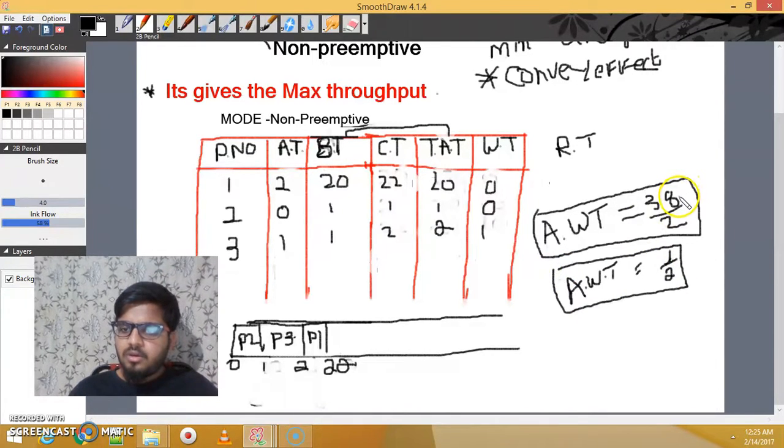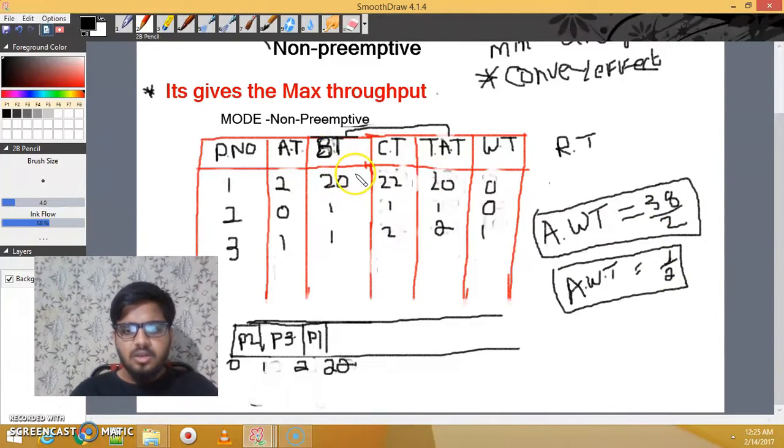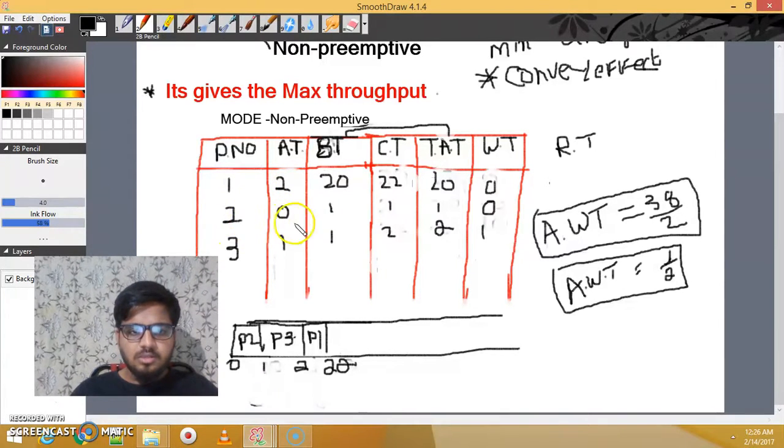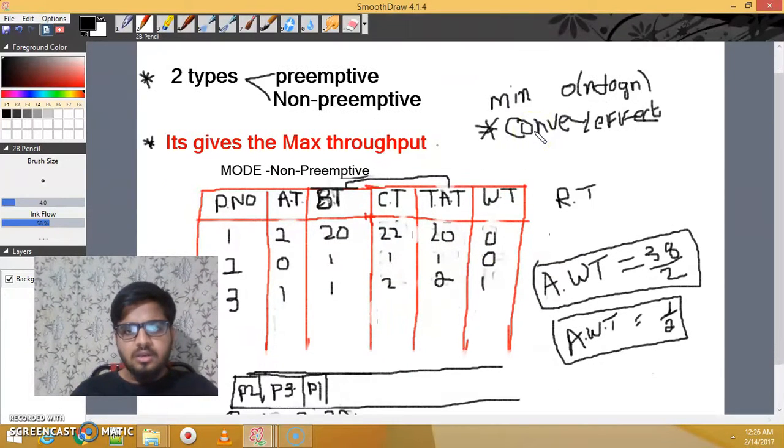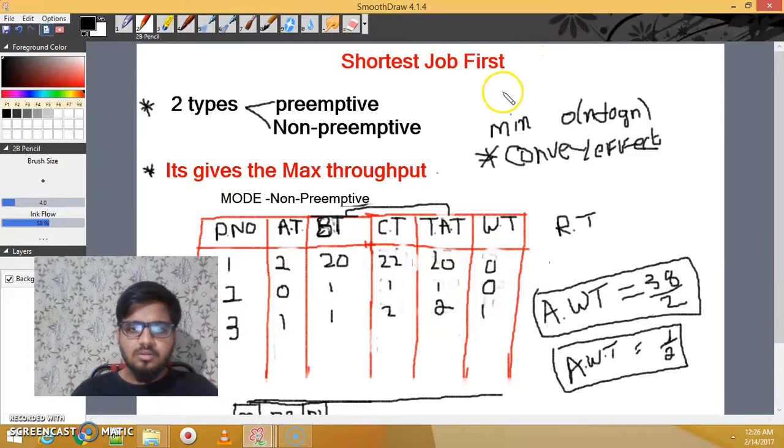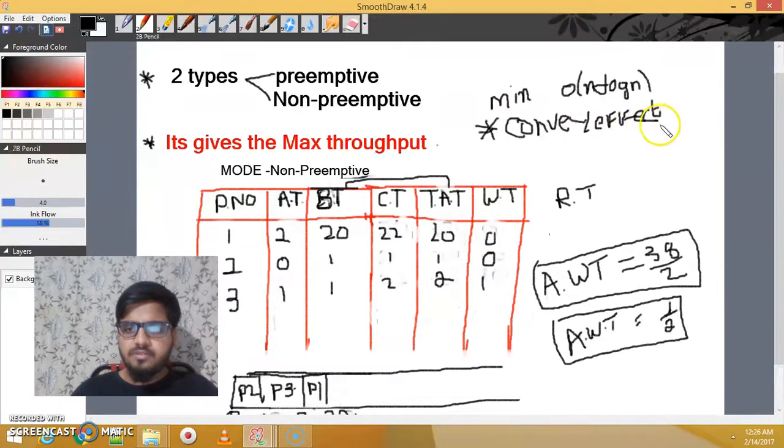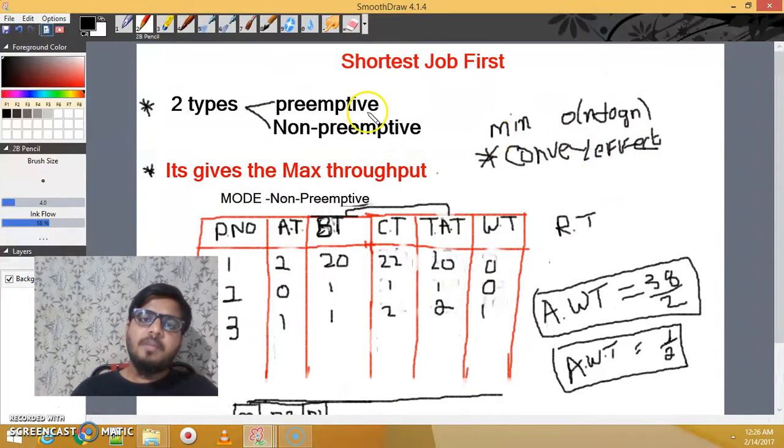Before, we got 38 by 2, now we got 1 by 2. This is called the Convoy effect. Before, process P2 and process P3 suffered starvation because process P1 executed for 20 units of time. Now there is no starvation here. This is called the Convoy effect. Even shortest job first suffers from the Convoy effect.